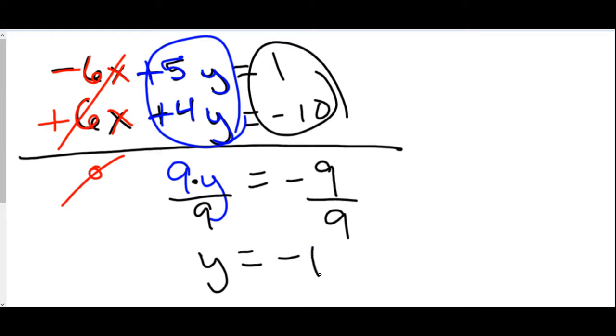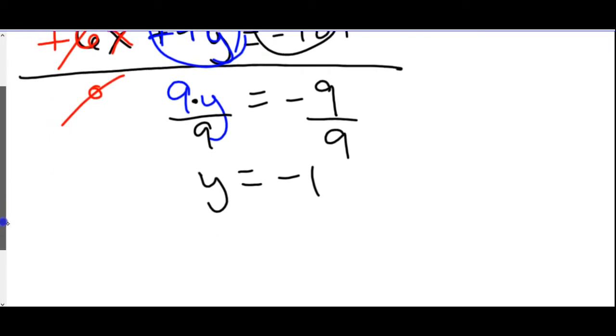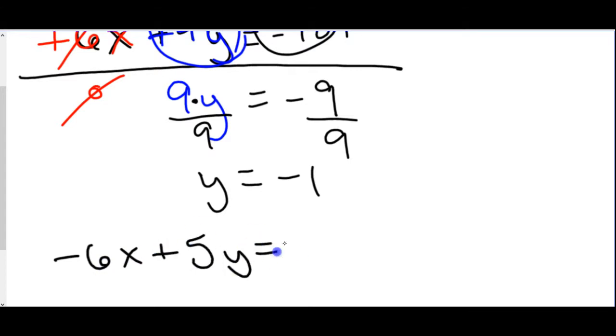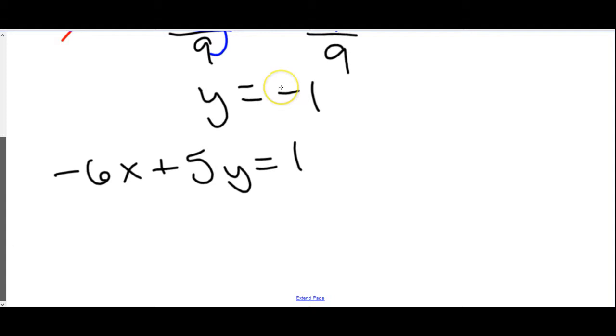Again, with a system of equations, that's not our final answer. We still need an x value. You have to have both letters have an answer. So again, I can pick either equation. I'm just going to pick the top one only. -6x plus 5y equals 1. I'm rewriting it just so we can see the work down below with our answer.